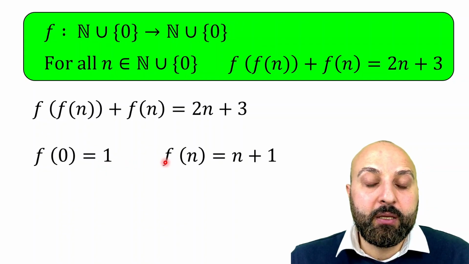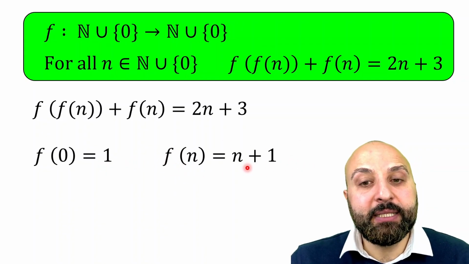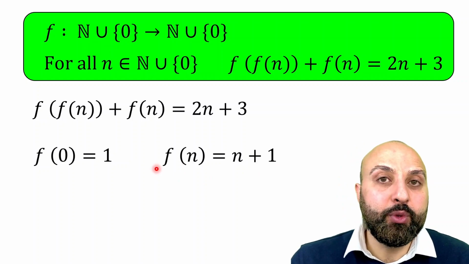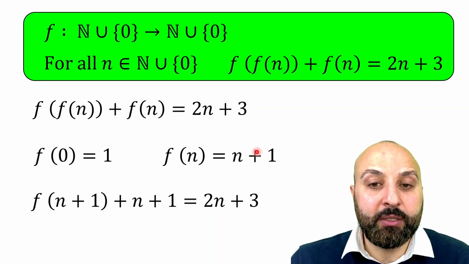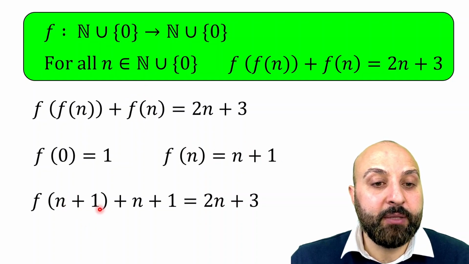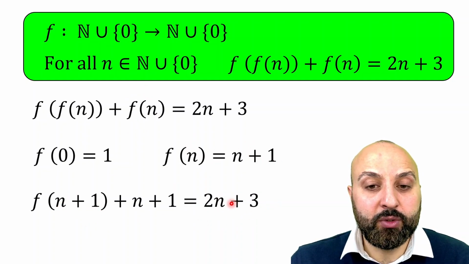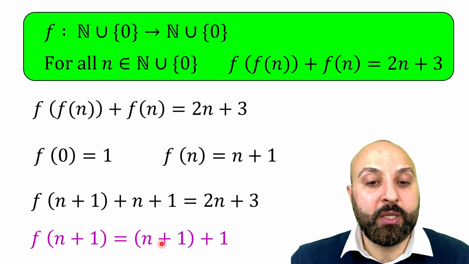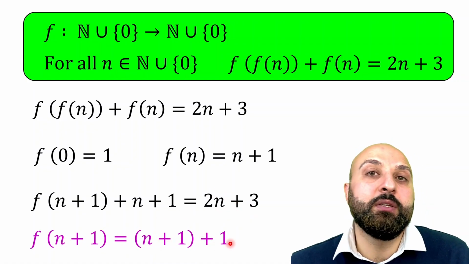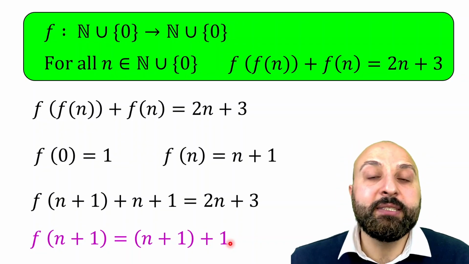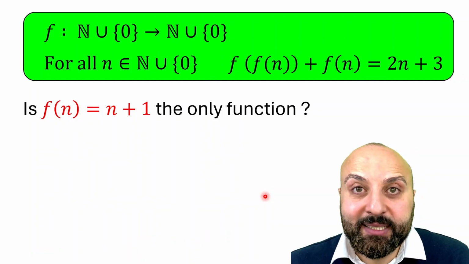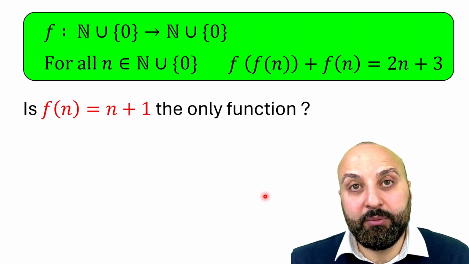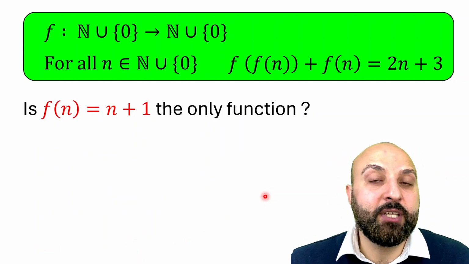So if we assume that function f(n) is n + 1, actually, we can easily prove that this one always works here. So let's say if we have n + 1 instead of f(n), and here f(n + 1) equal to 2n + 3, so you simplify, you conclude that f(n + 1) is n + 1 + 1. So the general function f(n) equal n + 1 is actually a solution that we have. Okay? But the question is, is f(n) equal to n + 1 the only solution? Maybe we have some other functions that have the same properties, but we could not guess it right now.